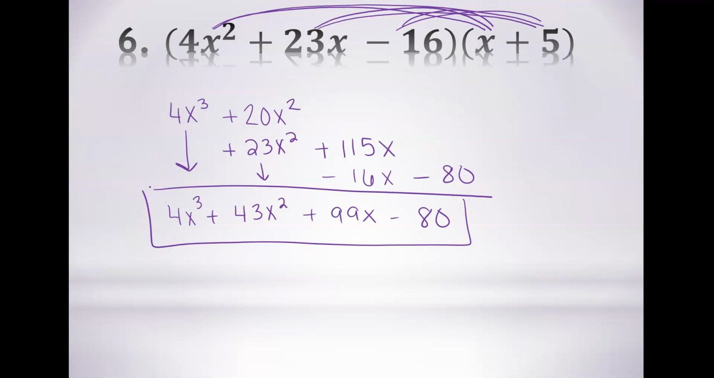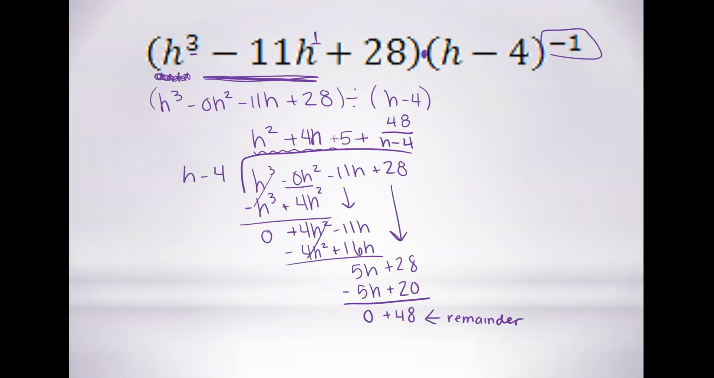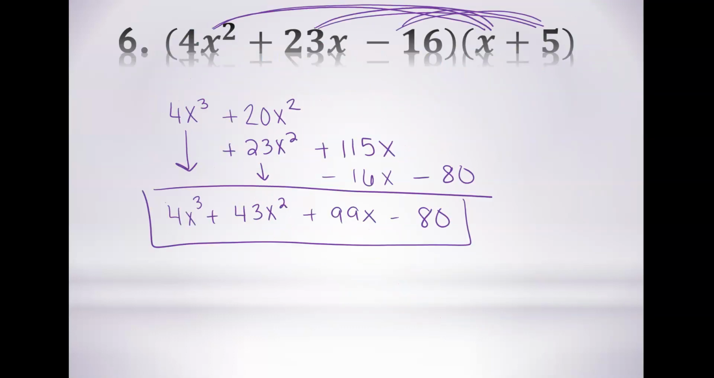So again, just be cautiously aware. In the example that happened on the page before this one, it had that exponent of negative 1. On this example, there's no exponent, so this means that we are multiplying the polynomials together.